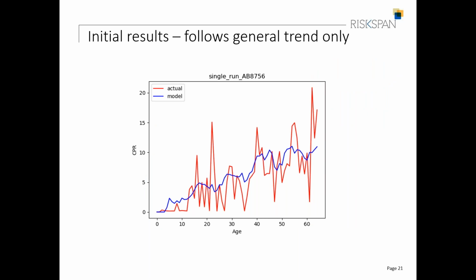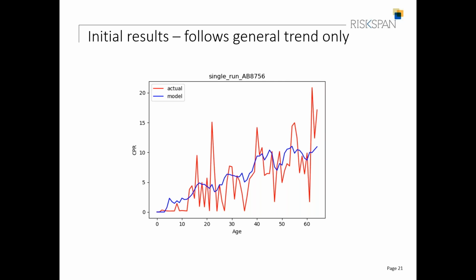After we build our initial model, we have some initial result here. This is time series data from an agency-backed mortgage-backed security from Fannie Mae. We can see that the red line is the actual CPR, and the blue line is our model's estimated CPR. We can basically catch the trend of the CPR, but we can't catch the extreme cases.